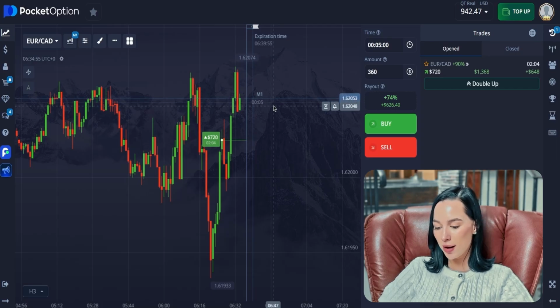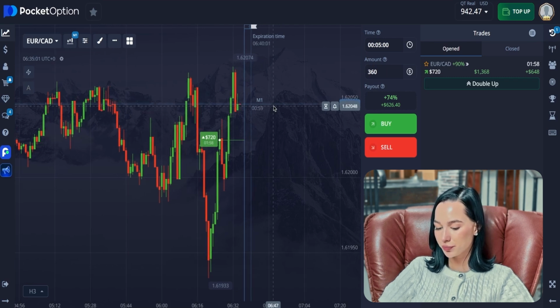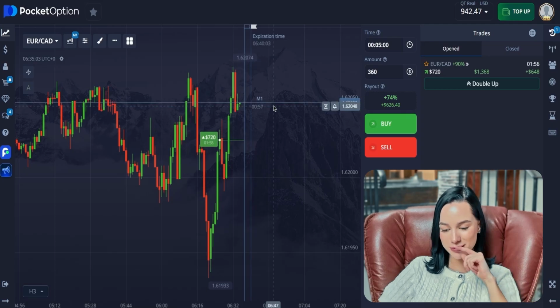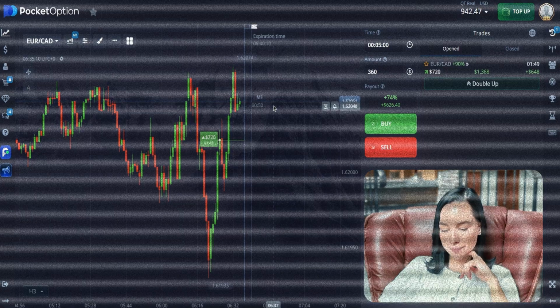So guys, now we have 2 minutes and 1 second till the end of the trade. Let's see, we're doing pretty great. I hope it will not reverse in a different direction, but as you can see, it was the right decision to do a rollover, so our price has already reversed.